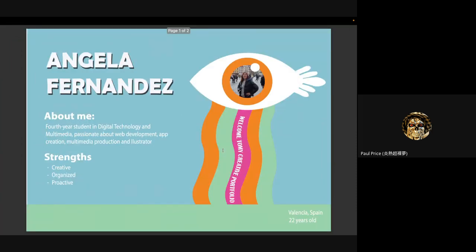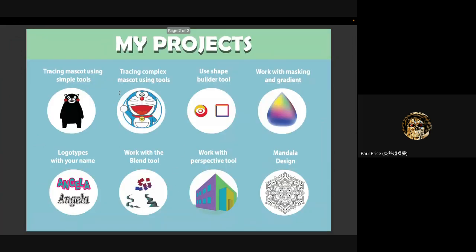Okay. So I think I like the concept of your design, and you say there are rainbows. Yeah, I think everything is good, but this "Welcome Tommy Creative Portfolio" is a little bit hard to read because it's all bent in an awkward direction. But besides that, I think it's pretty nice with the colors and how you have the layout. Okay, so that would be it. So thank you. Okay. Yeah. Thank you.